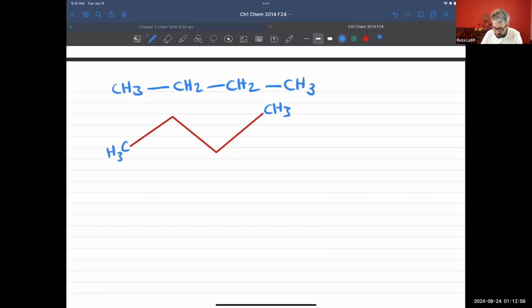And any carbon in the middle, let's highlight them. That carbon, or that one, will be a carbon atom that is attached to 2 hydrogen atoms. Same thing here. You have a carbon atom that is attached to 2 hydrogen atoms.